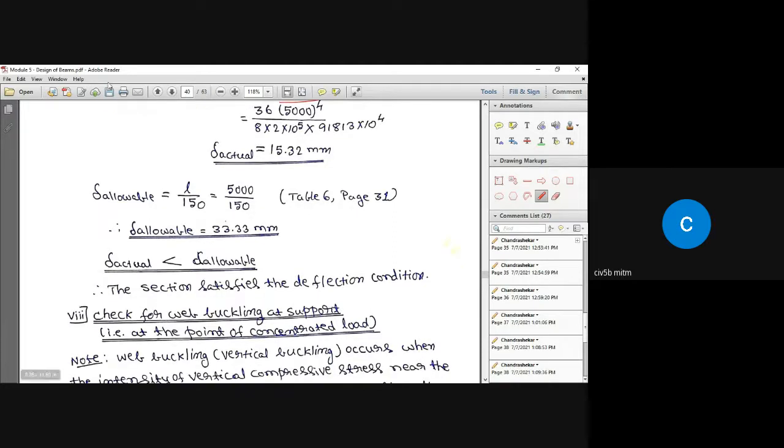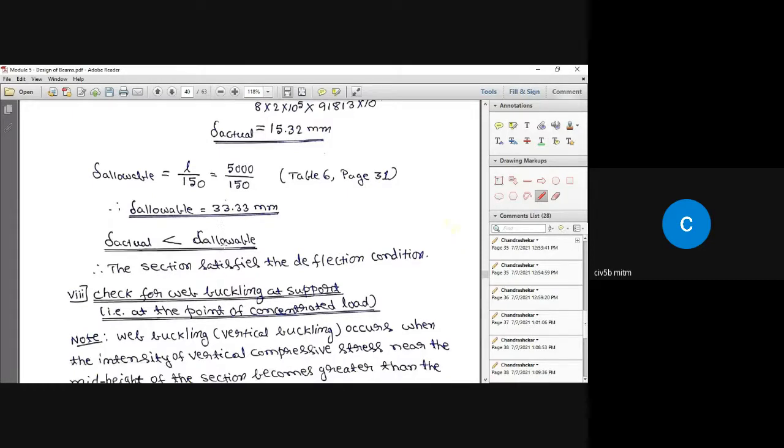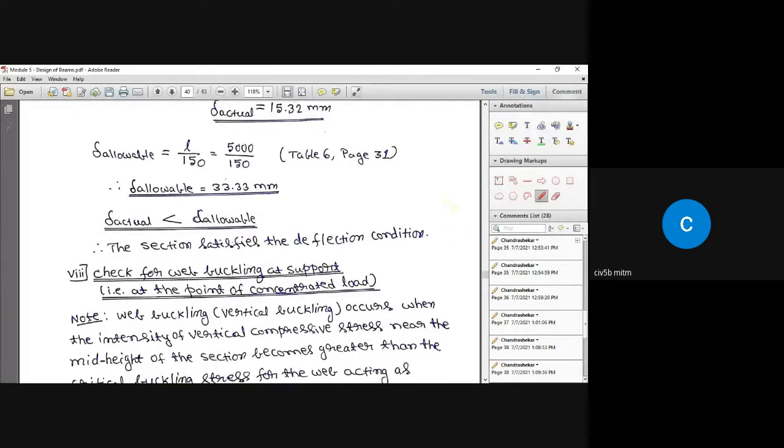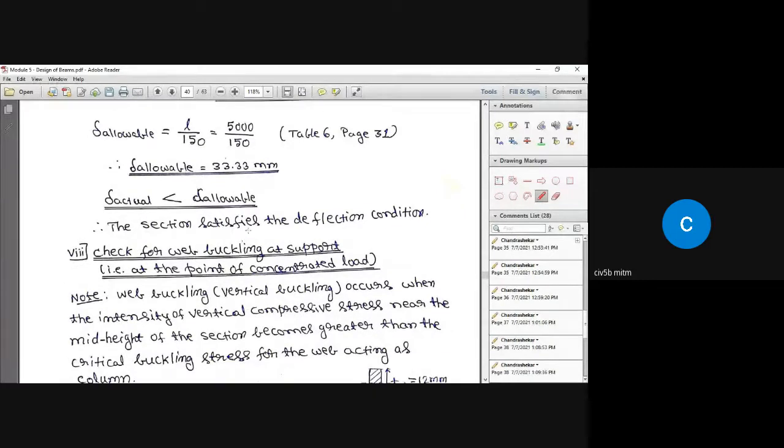Okay, but what is the actual deflection happening? That is 15.32 millimeter. So 15.32 millimeter is less than the allowable of 33.33 millimeter. Therefore, even the deflection condition is satisfied. Is it clear to you?